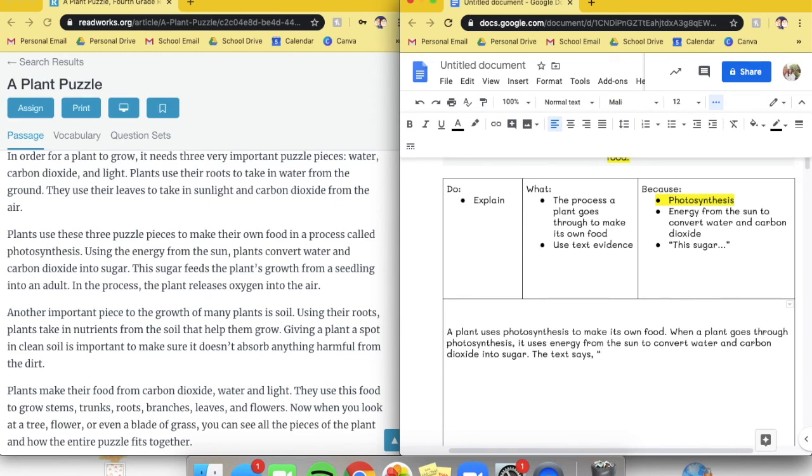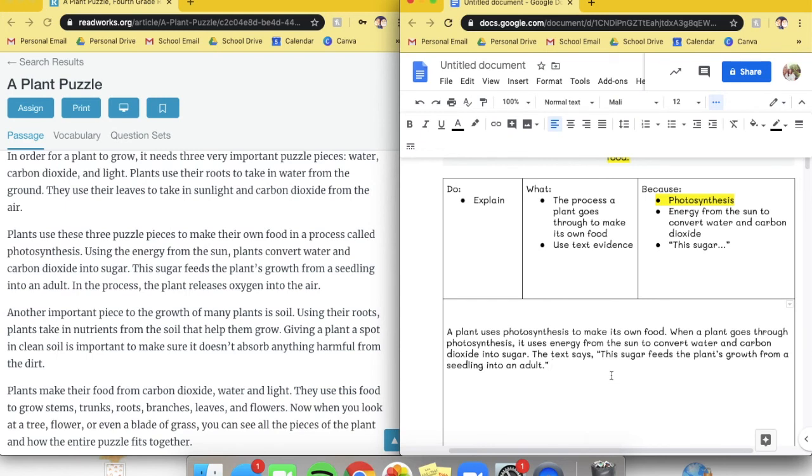All right? Now I'm going to pull the quote I wrote at the beginning or in my because box. This sugar feeds the plant's growth from a seedling into an adult. That quote talks about how the process that a plant goes through to make its own food and how it feeds the plant's growth. So that's why I think it's important and why I want to include it. I don't want to use a quote, now when you look at a tree, flower, or even a blade of grass, that has nothing to do with my prompt. Okay? I want to make sure that my quote goes with my prompt and what I'm writing about.